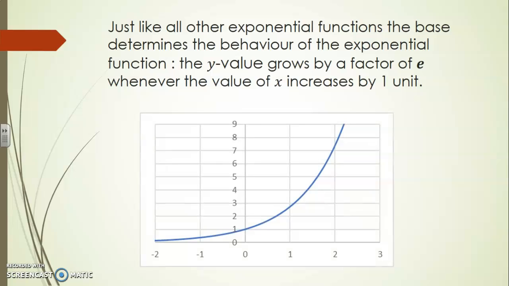And here is a sketch of that graph. Notice how the curve goes through coordinate point 0, 1, and when x is 1, so one step further, the height has now become roughly 2.7. So that's how the e has affected the height of the curve for every step forward.